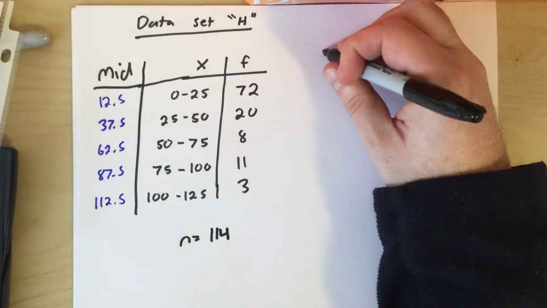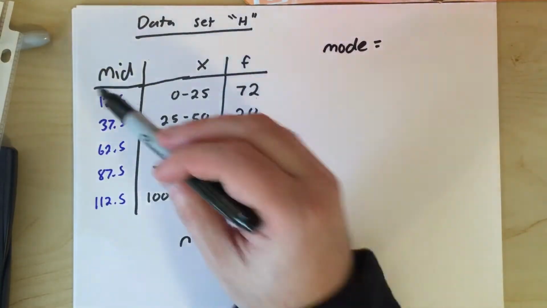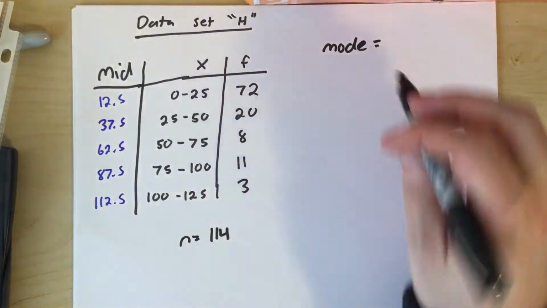Now the mode, so essentially, remember, we're treating all these 72 values as if they were 12.5. So the mode is 12.5.